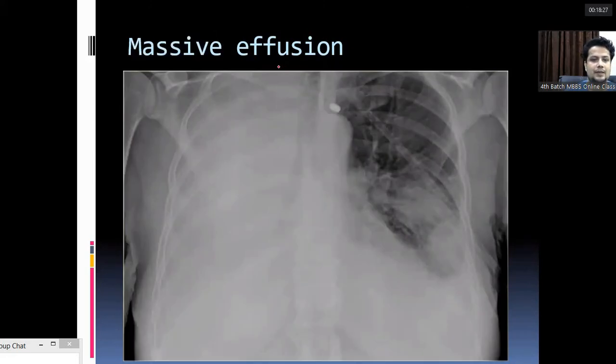Here we can see a massively opacified right lung. It is devoid of air bronchogram. So this is a massive right pleural effusion. We can also see there are multiple nodular opacities in the left lung as well. So this might represent a consolidation or.